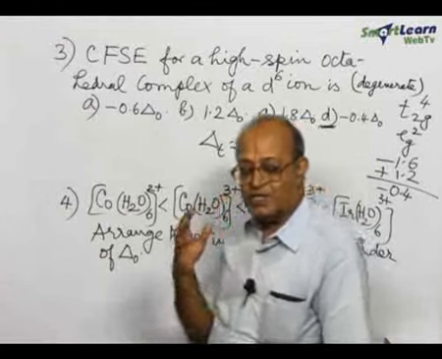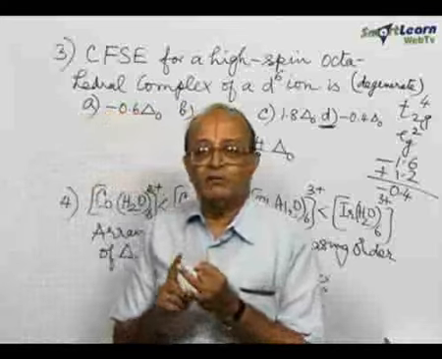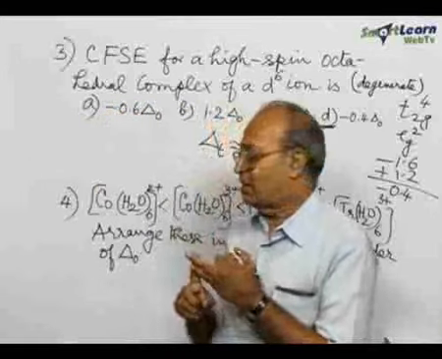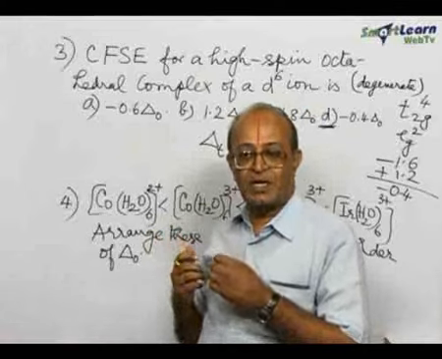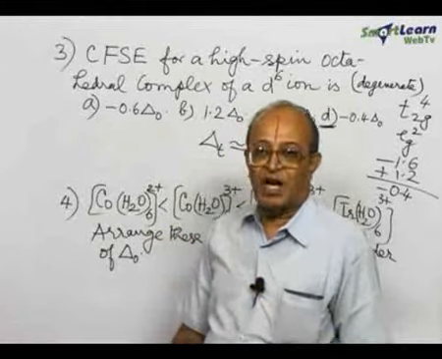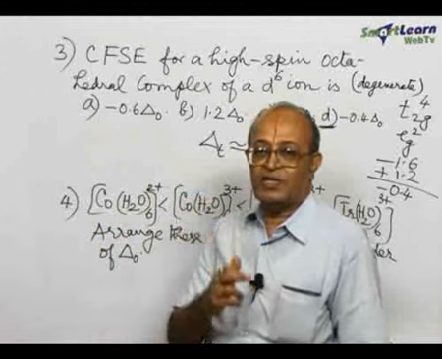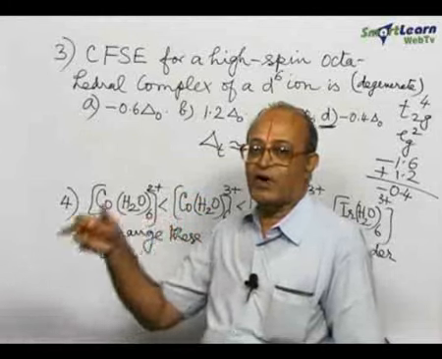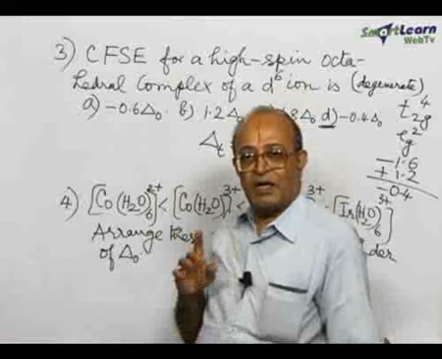So, you have to consider mainly 3 points: nature of ligand, then the position of the central element in the complex, and third one, the nature of charge. As the charge increases, delta O increases. 3D to 4D, 4D to 5D, in this direction again delta O increases. I think you follow.